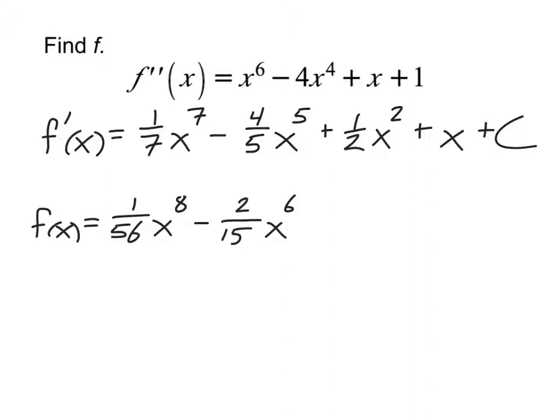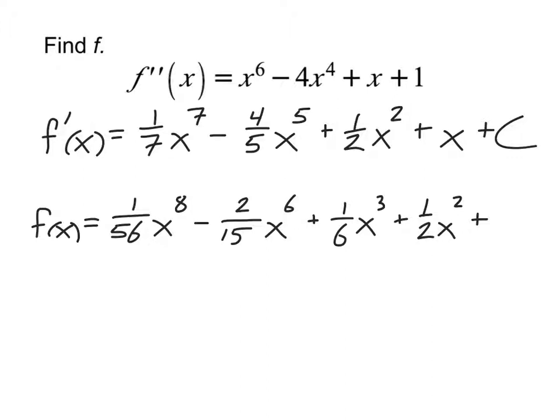For the next term, we'd get 2/15 x to the 6th. Notice it's 2/15 because it starts off as 4/30, and then I'm just reducing it. And then this is the point where things start getting a little bit interesting on the second derivative. So I found the antiderivative of all the stuff like I normally would, but then I have the plus c hanging on the end.